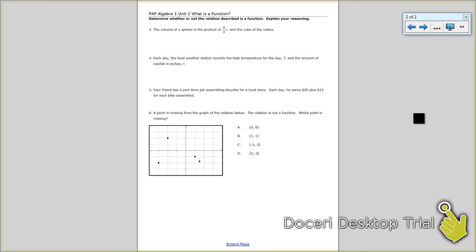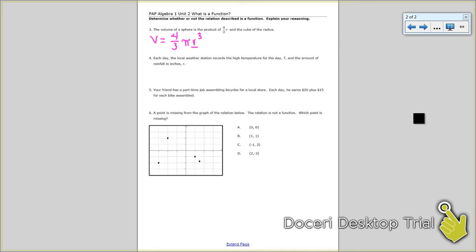First thing I need to do is write that as an equation. So the volume is the product. Well, that means multiply. So it's 4/3 pi times the radius cubed. And so what they're asking you is, is this a function or not? Well, what they are asking is, can I plug a number in here to r cubed and get an answer?